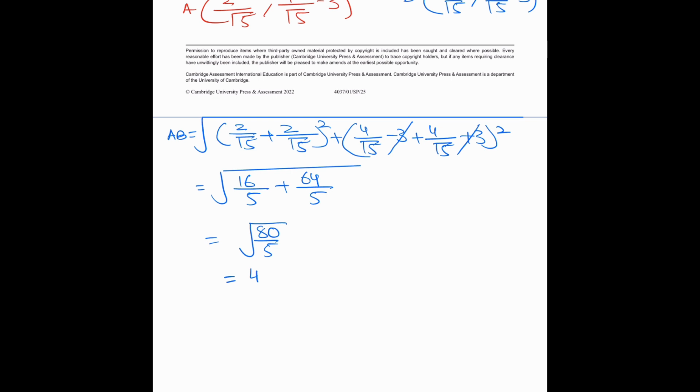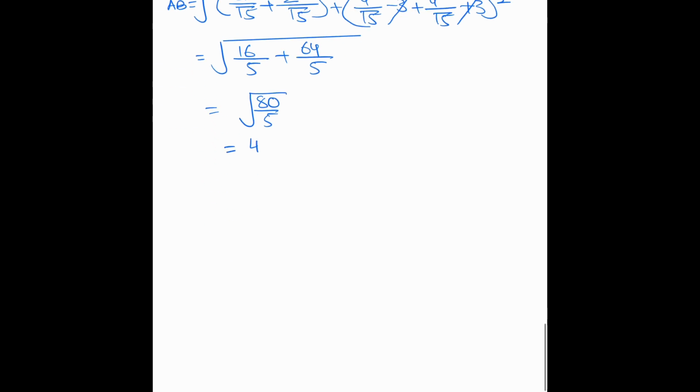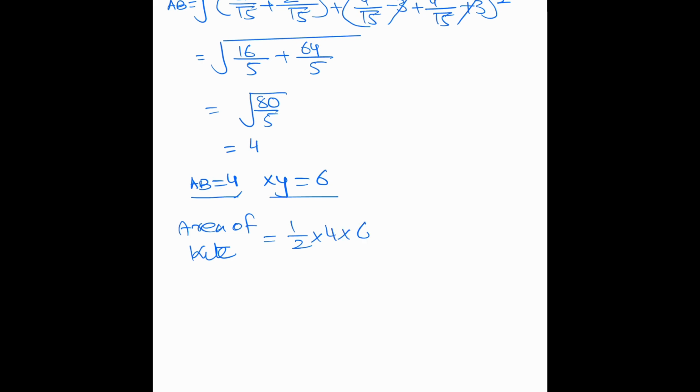Now we have AB is 4, XY we have 6, so the area of the kite is equal to 1/2 times 4 times 6, which is 24 over 2, so 12 units squared. So this is our answer.